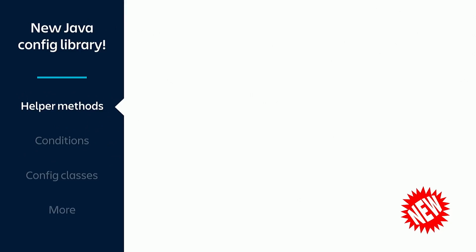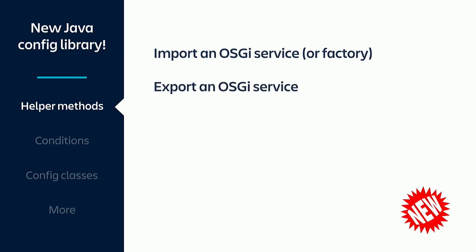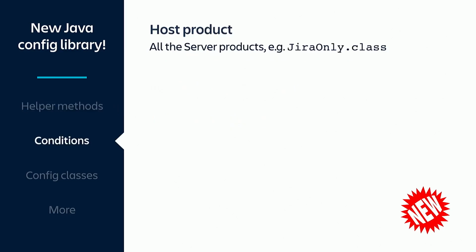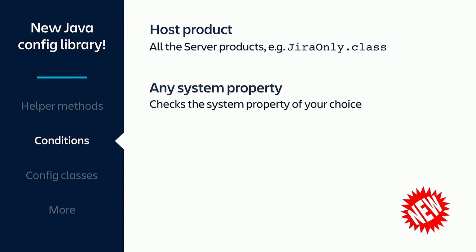So what do you get inside that library? You don't get any steak knives, but what you do get is helper methods. So there's that helper method to import an OSGi service that we saw, import OSGi service. You get a method to export an OSGi service. You get a method to define a module type. You get some conditions out of the box. For example, if you only want your bean in a certain product, then there's a condition for each of the 6 products, or 7, including refapp, if you care about refapp. So that's analogous to Spring Scanner's at Jira component or at Confluence component annotation. So we're not taking anything away from you there.